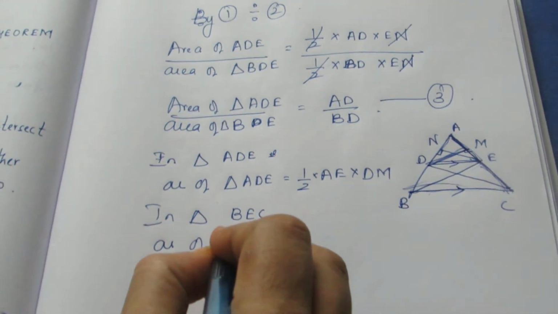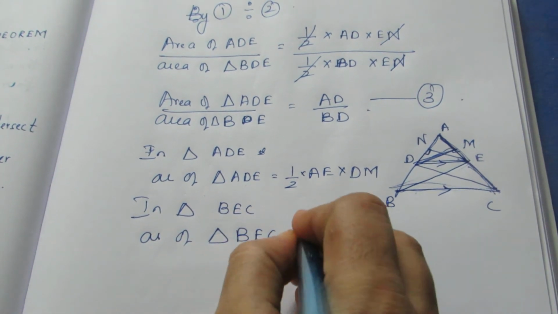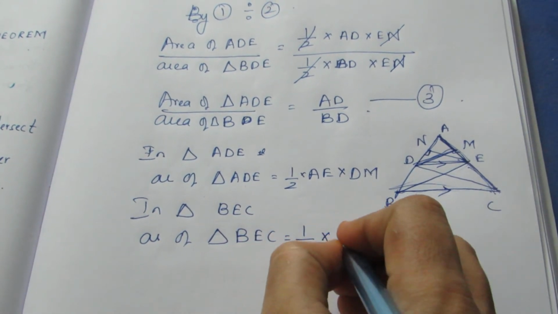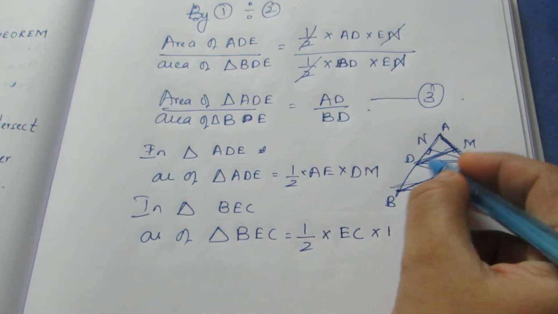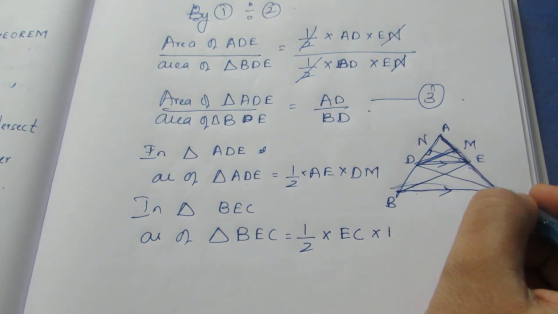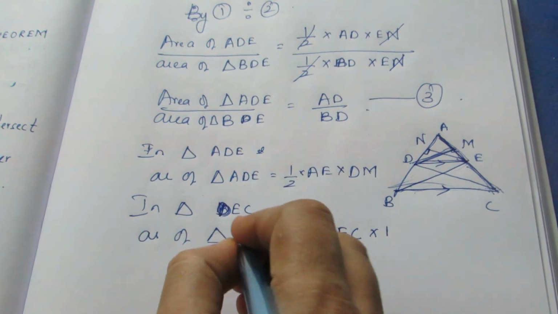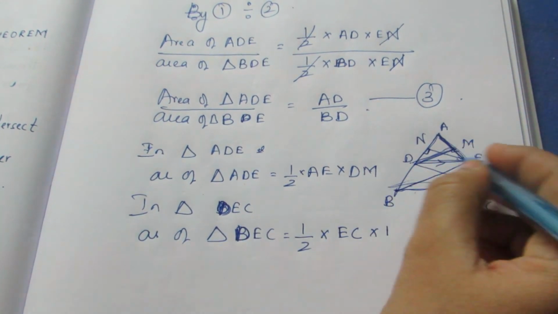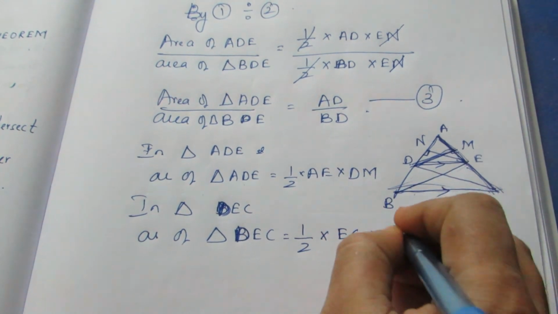Area of triangle BEC is equal to half into base, as I told before, it is EC, and the height can be outside, from the extended line. Sorry, for EC it should be DEC. The height from the vertex to the extended line is DM.